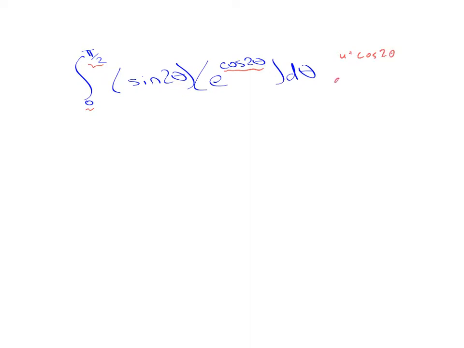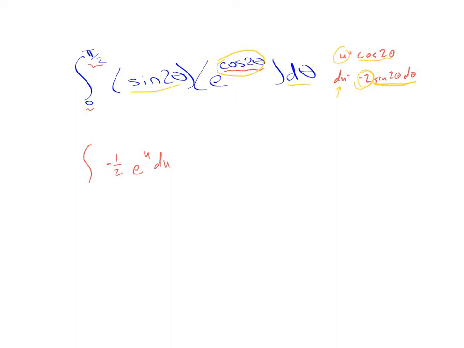Cosine 2 theta. Its derivative is negative 2 sine 2 theta d theta. The negative 2, it's negative because the derivative of cosine is negative sine, and the 2 comes from the chain rule. So my new integral is, well, just e to the u du. Well, plus there's a negative half there, so don't forget about that. Okay, so where did everything go? Cosine 2 theta in the exponent is u. Sine 2 theta d theta is du, but I've got that negative 2 to deal with, and it comes into my integral as a negative 1/2.